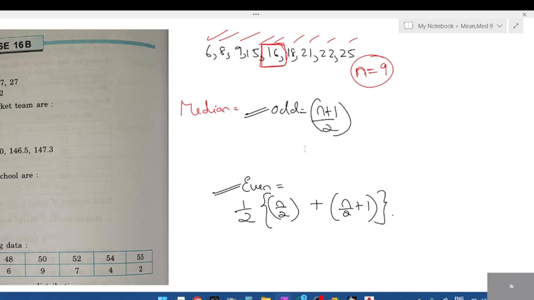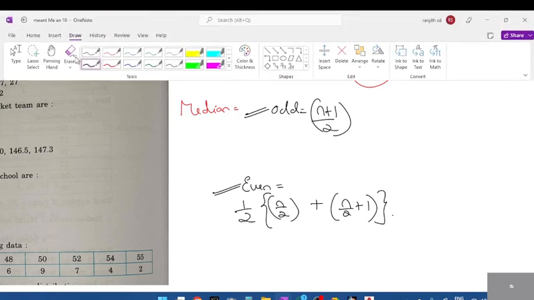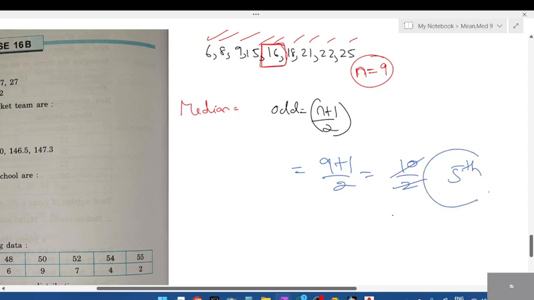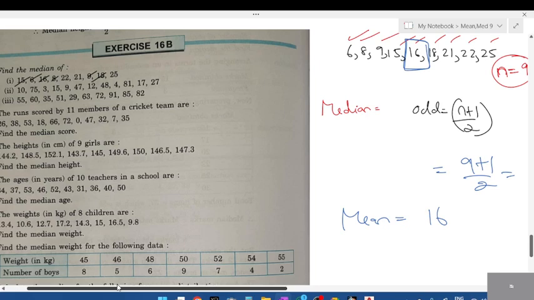Now, which formula should I use, odd or even? So what's the answer? 9 plus 1, 10 by 2. What is 10 by 2? Fifth. So 5 is not the answer, it is the fifth observation. Which is the fifth number here? The answer is 16, not 5. Understood? That's how to solve. Try the second one. First arrange it in ascending order. Second question.